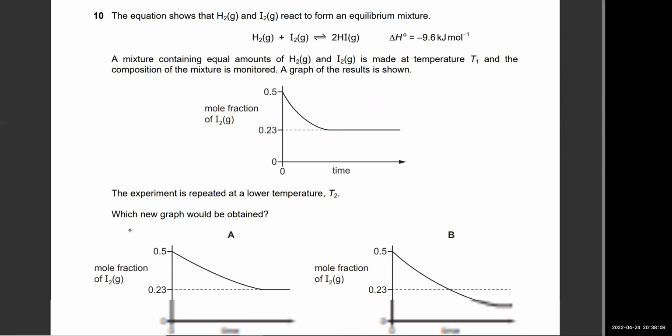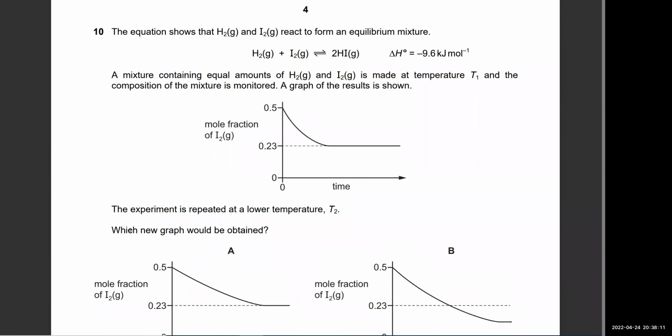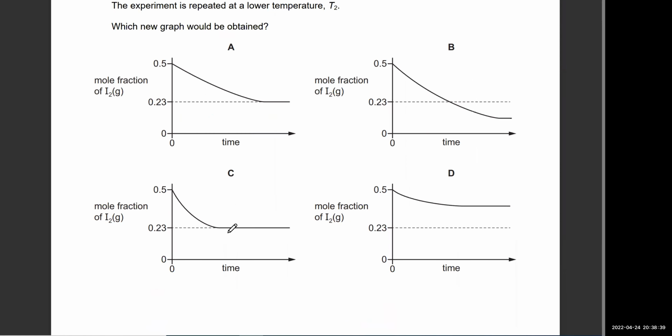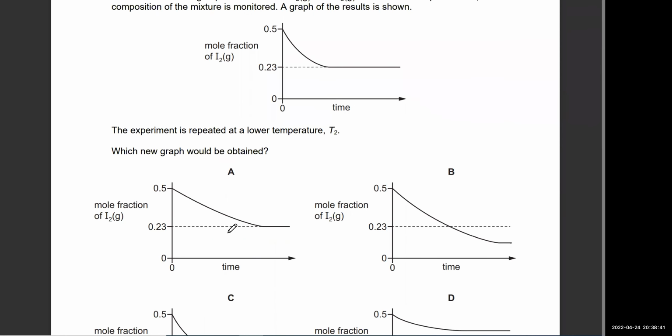As for the next one, H2 and I2 react to form an equilibrium mixture, and it's an exothermic reaction. A mixture containing equal amounts of H2 and I2 is made at temperature T1, and the composition of the mixture is monitored. A graph shows the results. The experiment is repeated at a lower temperature. Which new graph would be obtained?